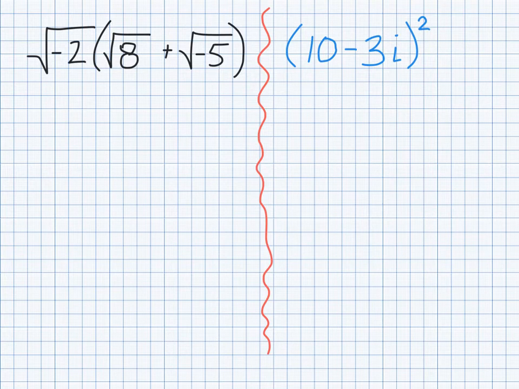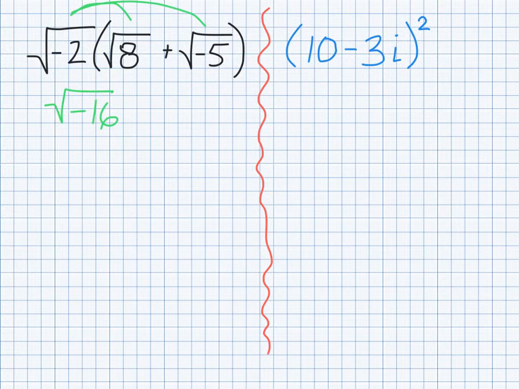Here are two separate instances where multiplication is involved with imaginary numbers, including square roots. So in this first example here on the left, we need to distribute the square root of -2 to both of these terms inside the parentheses. And the first one's going to be the square root of -16.